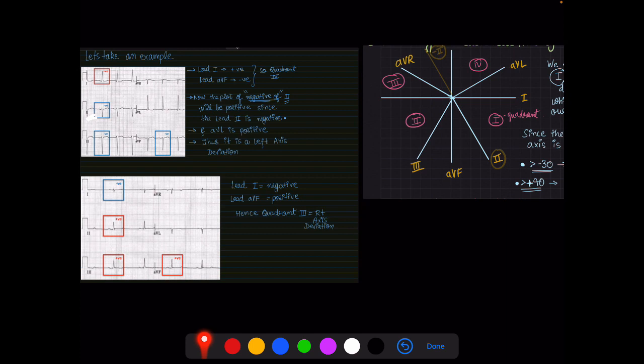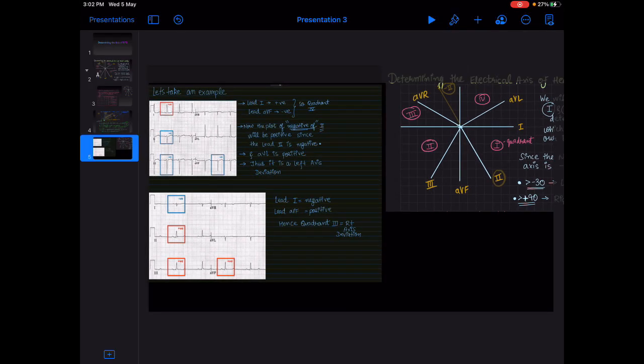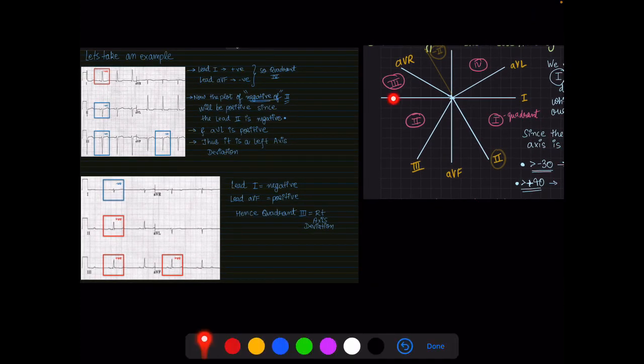Now let's take another example. Here lead 1 is negative and lead AVF is positive. Yes, so it is a right axis deviation.